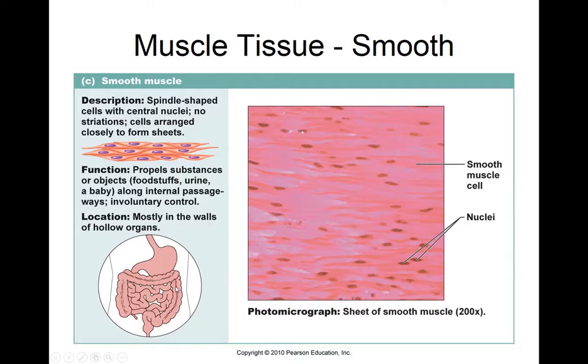So here is some smooth muscle. This is not the best picture from your book. I think it looks super blurry. But we can kind of pull out some of the cells and you can see that they're nice and spindle-shaped cells. And you also can tell there are no striations in there anywhere.